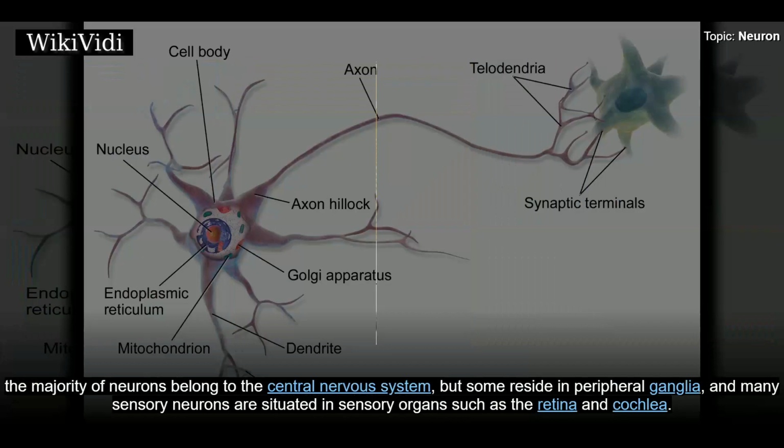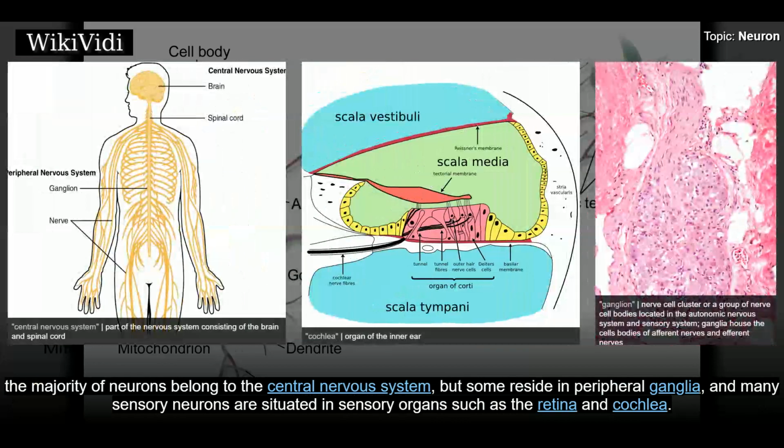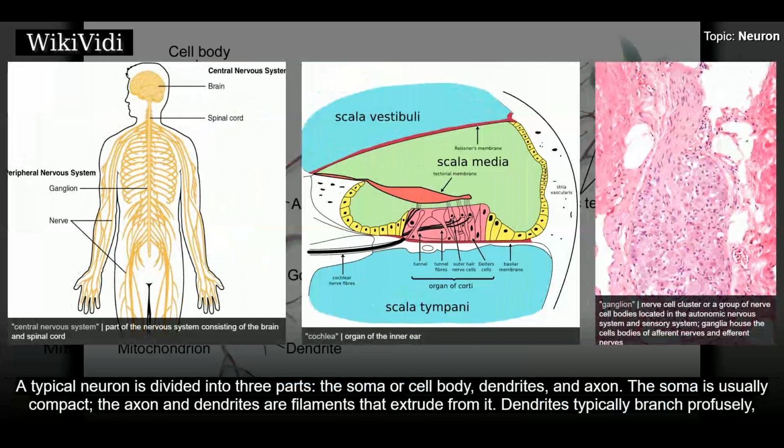Invertebrates. The majority of neurons belong to the central nervous system, but some reside in peripheral ganglia, and many sensory neurons are situated in sensory organs such as the retina and cochlea. A typical neuron is divided into three parts: the soma or cell body, dendrites, and axon. The soma is usually compact. The axon and dendrites are filaments that extrude from it.